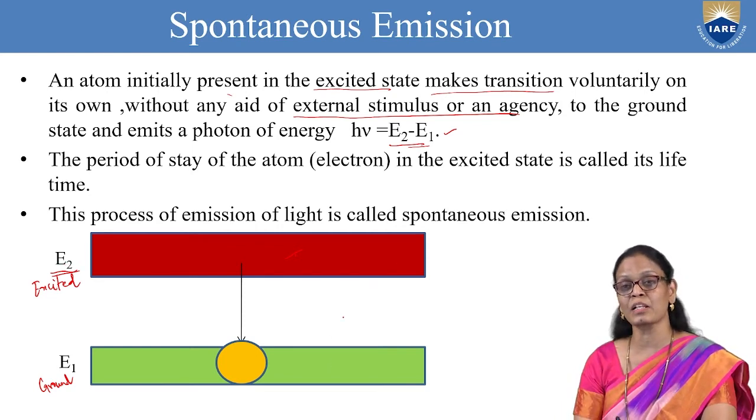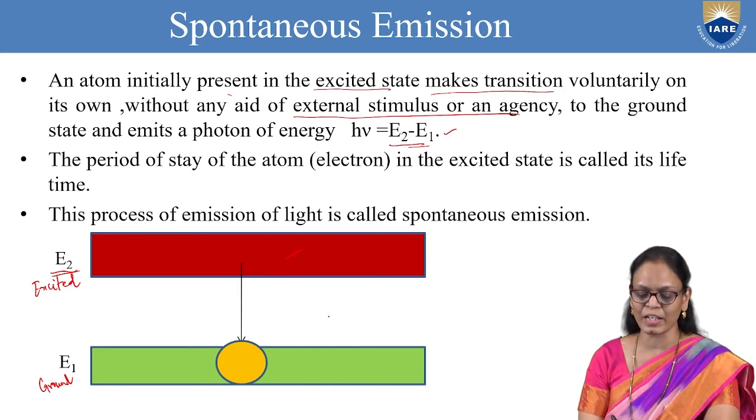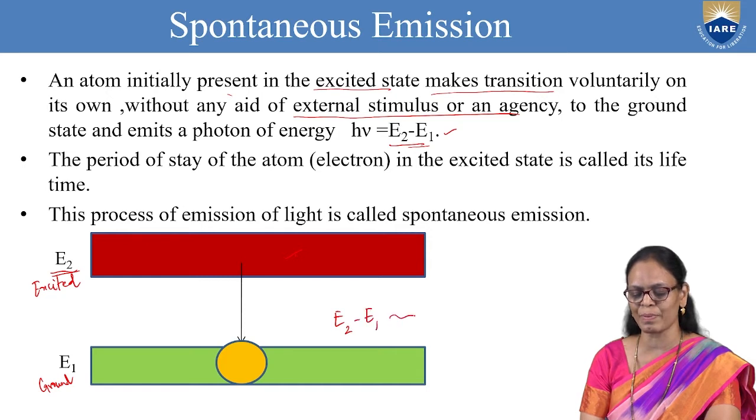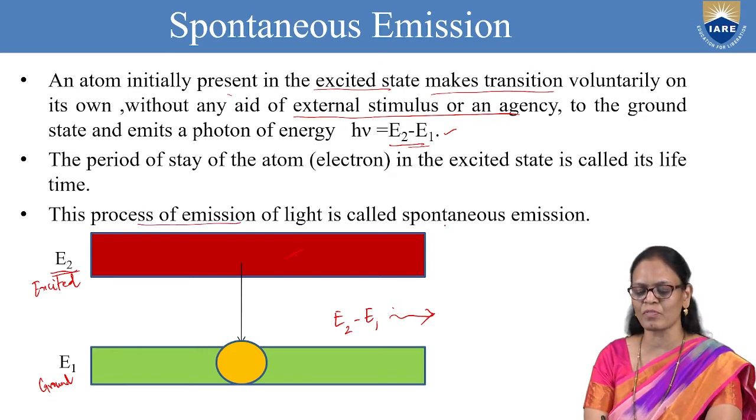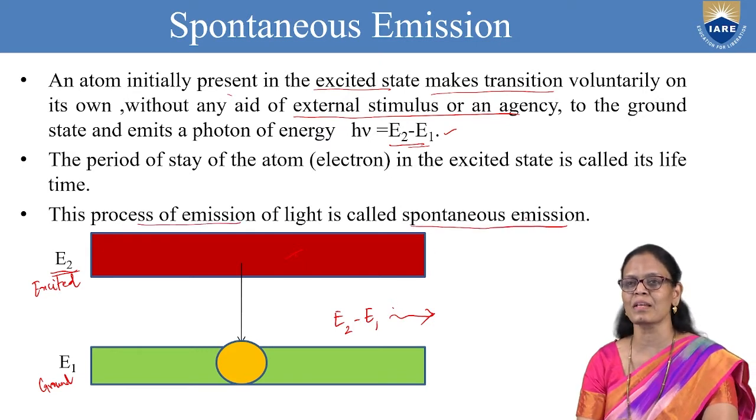Now it is making a transition to the lower energy level. So the difference in energy E2 minus E1 is being emitted. This process of emission, we call it spontaneous emission.